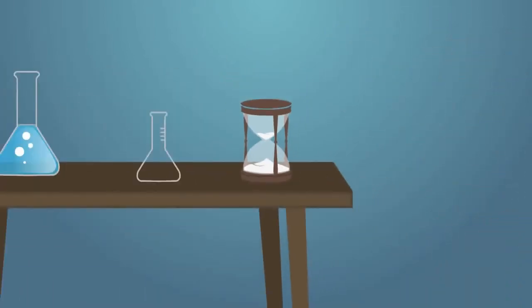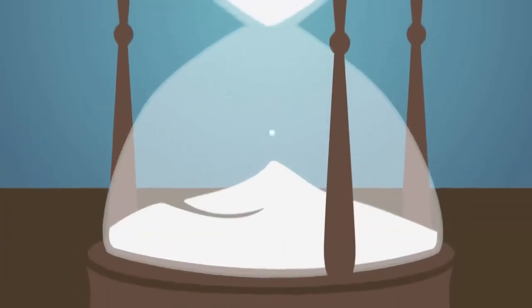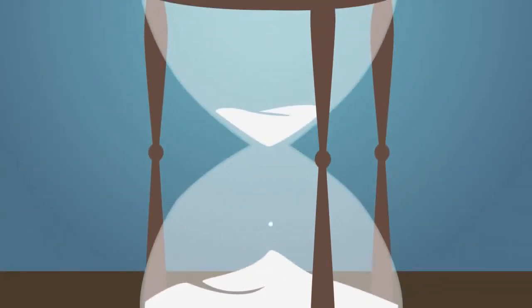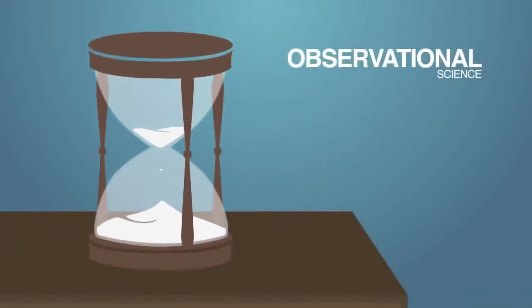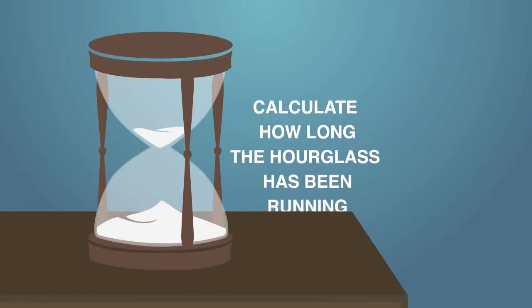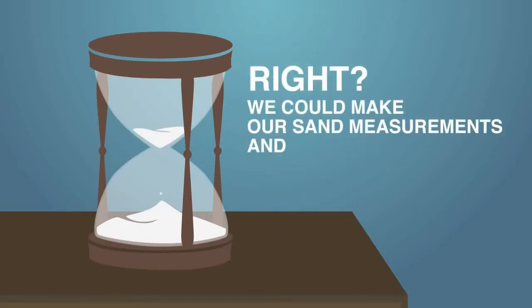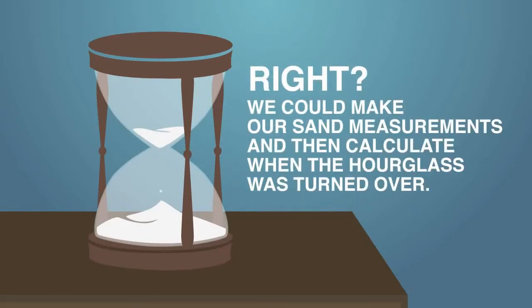Let's simplify here and talk about a typical hourglass. Let's say you walk into a room and you see an hourglass with sand at the top and sand at the bottom, and some sand sprinkling from the top chamber to the bottom. Well, observational science would allow us to see and measure the sand, and then calculate how long the hourglass has been running, right? We could make our sand measurements and then calculate when the hourglass was turned over, right?